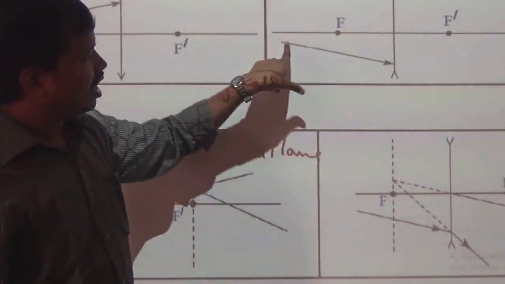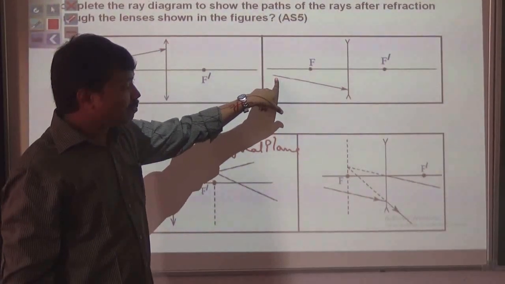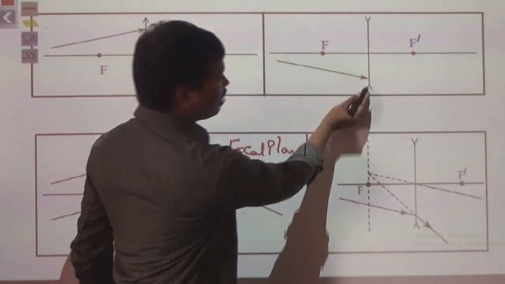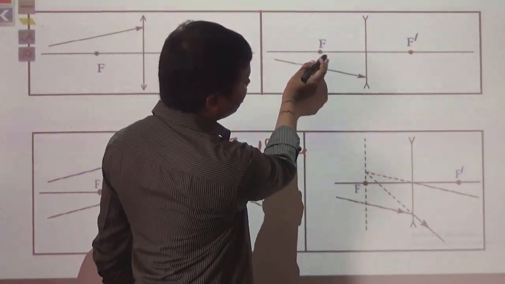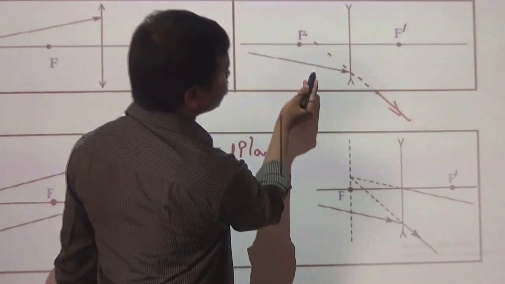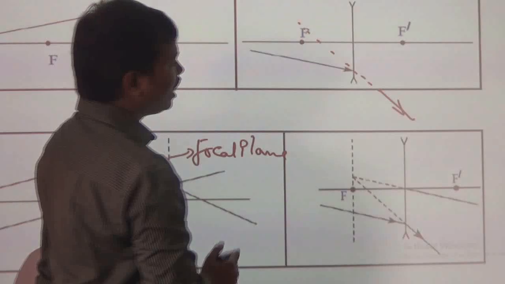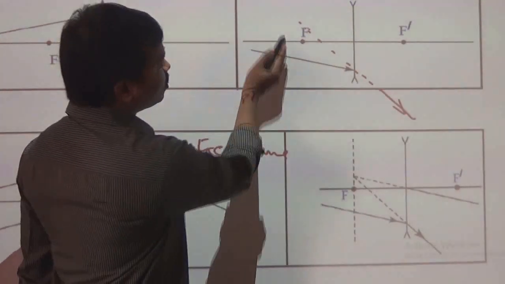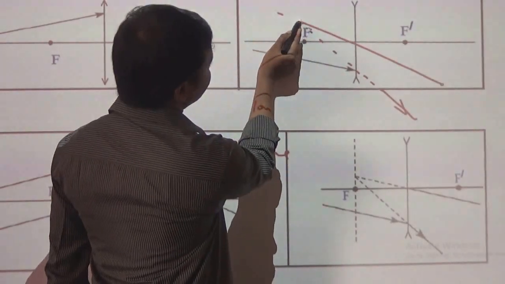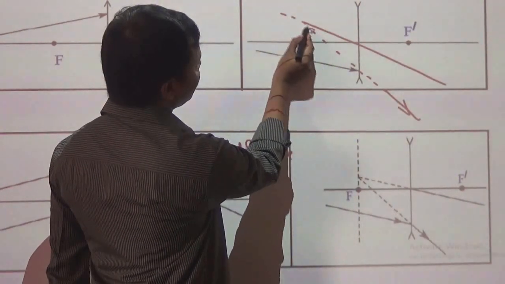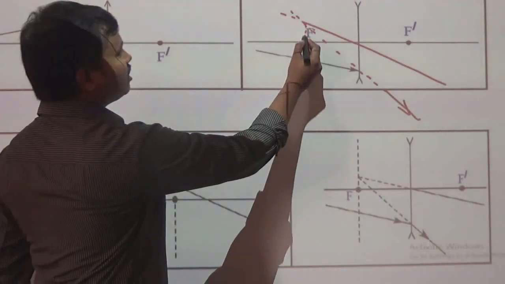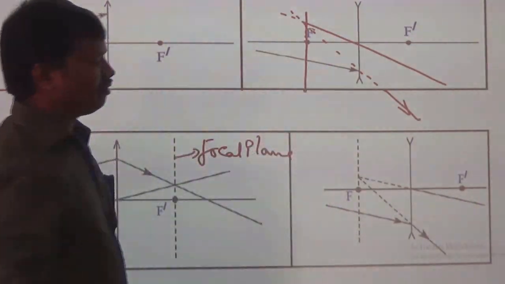In the same manner, the light ray can be diverged. This is a concave lens, so the light ray can be diverged. Again, another light ray passes through. These two intersect where the image is formed. So this line is called the focal plane.